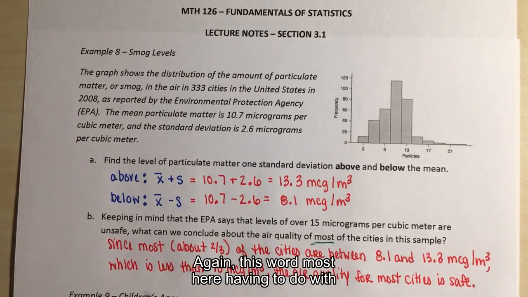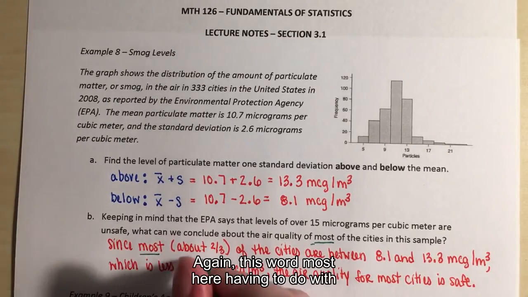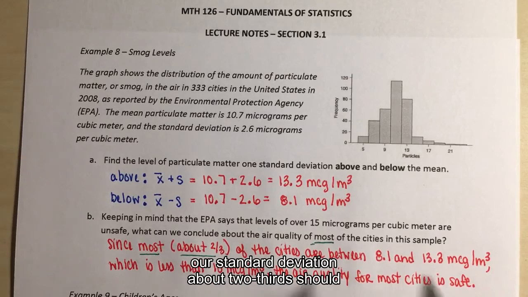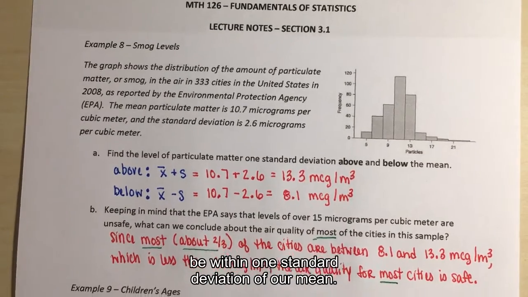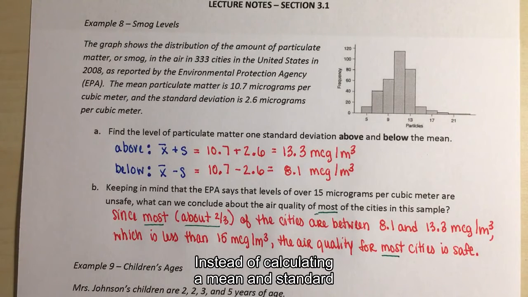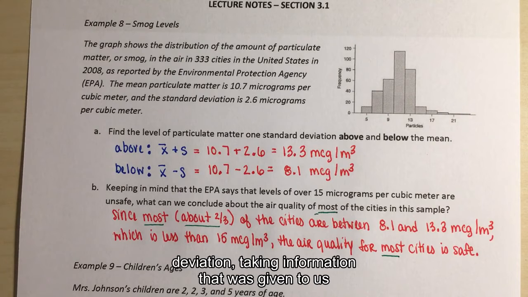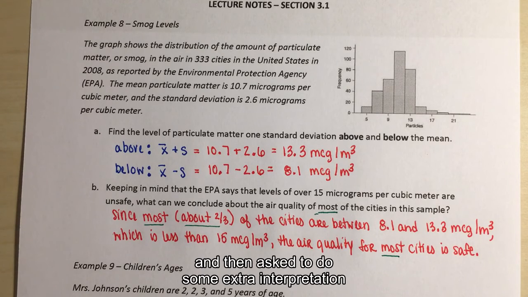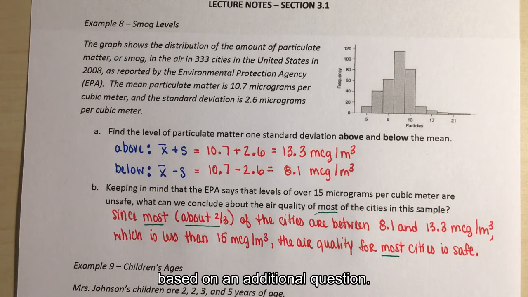Again, this word most here has to do with our standard deviation, about 2/3 should be within 1 standard deviation of our mean. So instead of calculating a mean and standard deviation, we took information that was given to us and then were asked to do some extra interpretation based on an additional question.